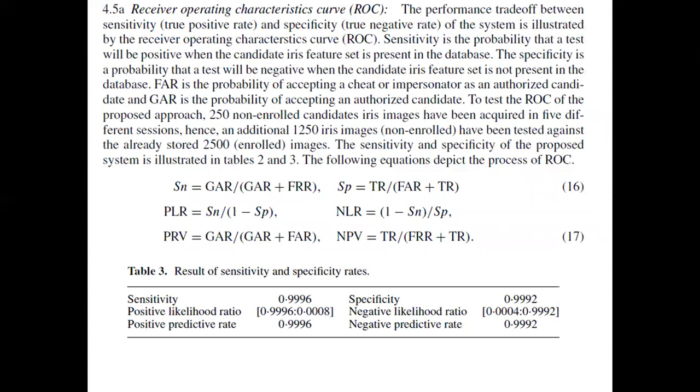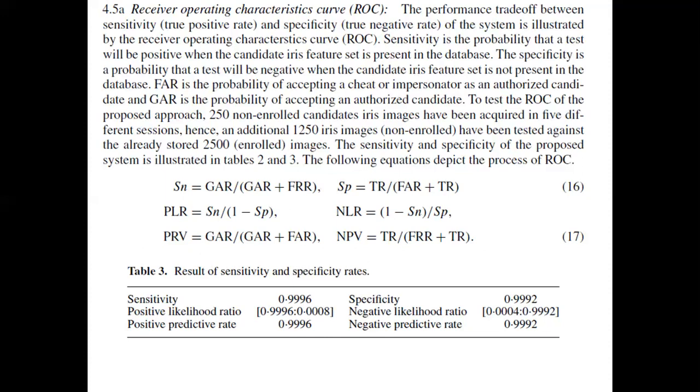We have true positive and true negative. True positive is nothing but sensitivity. True negative is the specificity of the system. It is represented using the receiver operating characteristic curve, ROC. Sensitivity is the probability that the test will be positive when the candidate iris feature set is present in the database. Specificity is the probability that the test will be negative.